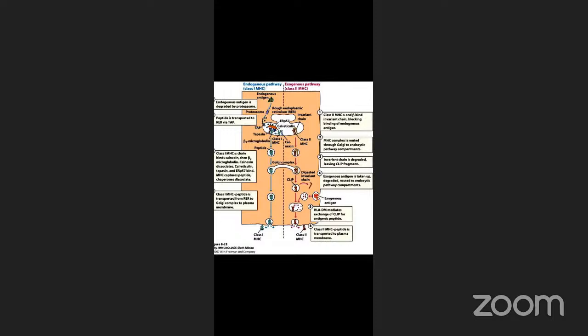Scientists have given names and numbers also: C1, C2, C3, et cetera. Complement one contains three subunits. Among the proteins, only complement protein one consists of three subunits.